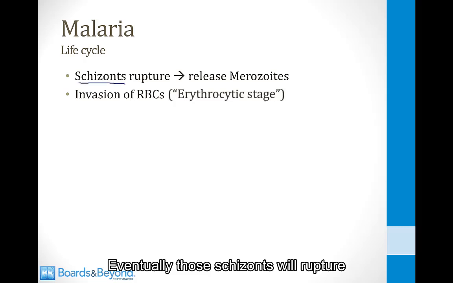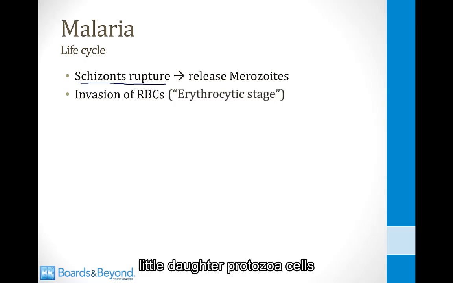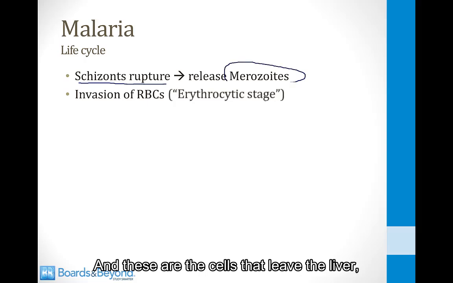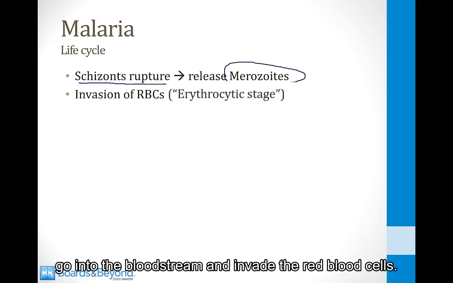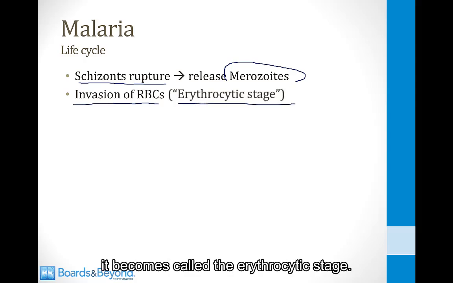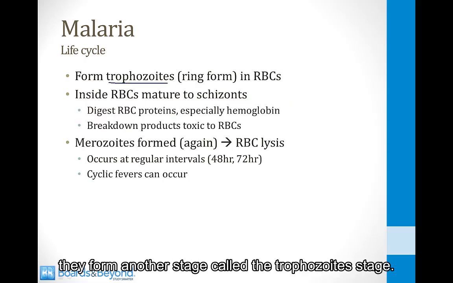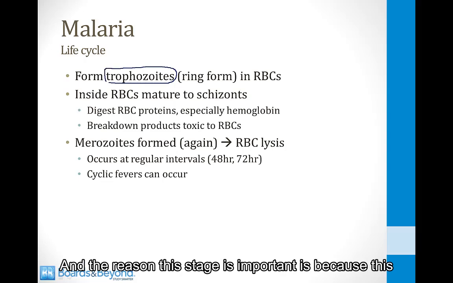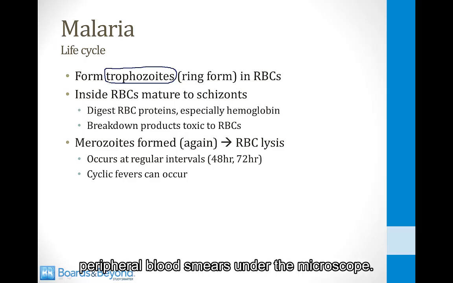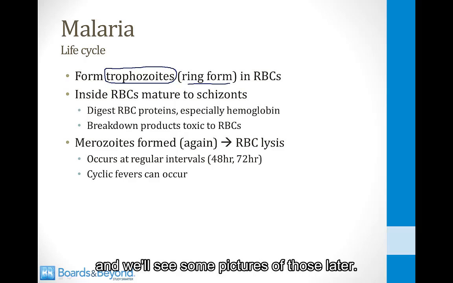Eventually those schizonts will rupture, and like I said before, when they rupture they're going to form lots of little daughter protozoa cells, and those daughter cells are called merozoites. And these are the cells that leave the liver, go into the bloodstream, and invade the red blood cells. And once they invade red blood cells, it becomes called the erythrocytic stage. Inside the red blood cell, they form another stage called the trophozoite stage. And the reason this stage is important is because this is the stage that you can see when you look at peripheral blood smears under the microscope. The trophozoites look like little rings, and we'll see some pictures of those later.